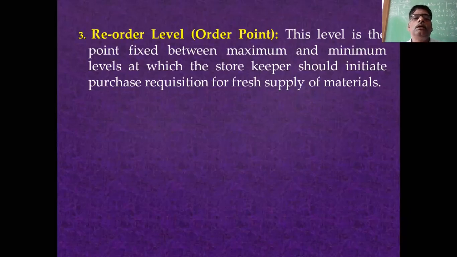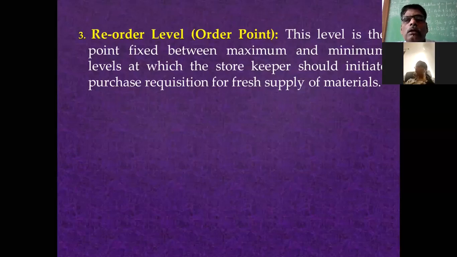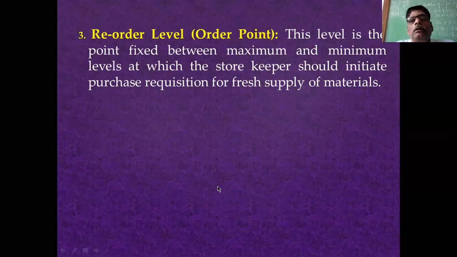Reorder level means it is the point of stock level in the store. At this level of stock, you have to place order for the purchase of new material. That level is called as reorder level. Means when you have to place the order for the new stock. That is called as reorder level. Okay. Then how to calculate this reorder level?